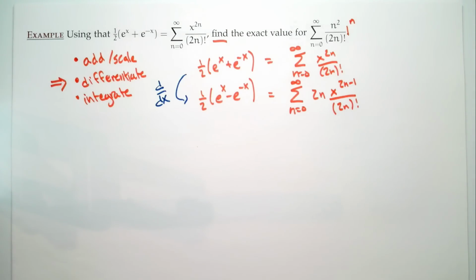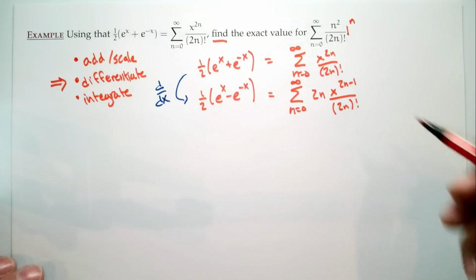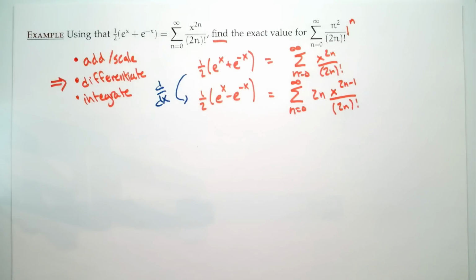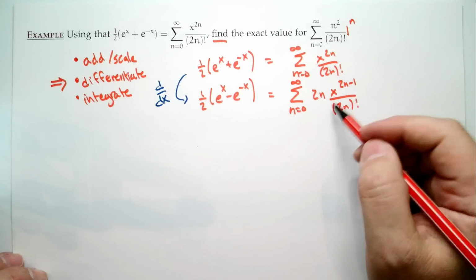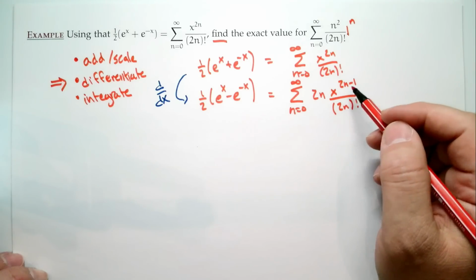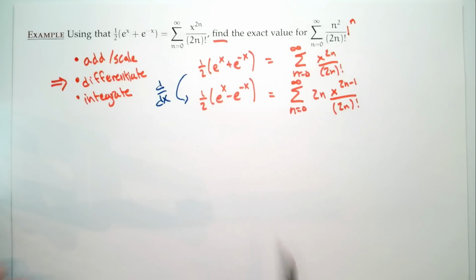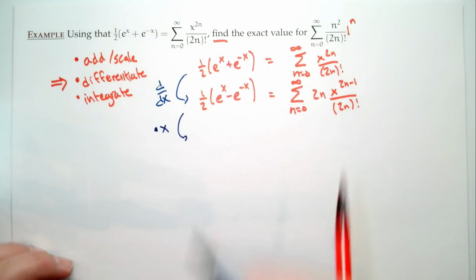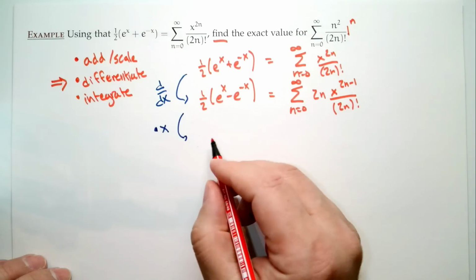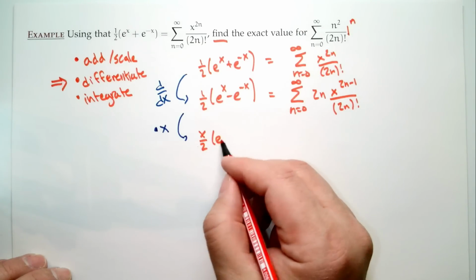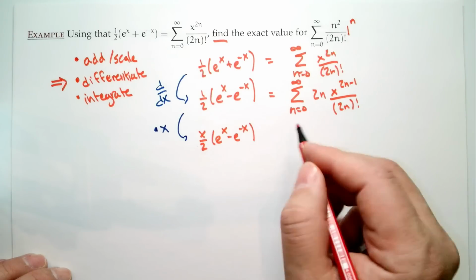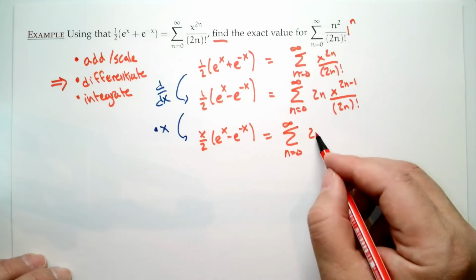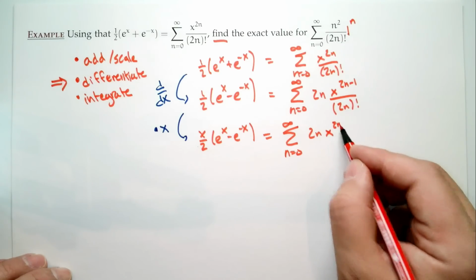We'd like to get an n squared, so we probably want to do it again. We shouldn't do it again yet because we want to fix that power. But that's also easy to fix. If I just want to bump the power up by 1, that just means I need another x. So here's the idea: we're going to multiply both sides by x. On the left-hand side, we get x over 2 (e to the x minus e to the minus x). And on the right-hand side, when I multiply everything by x, every single term gets an extra x added on. So it's x to 2n.